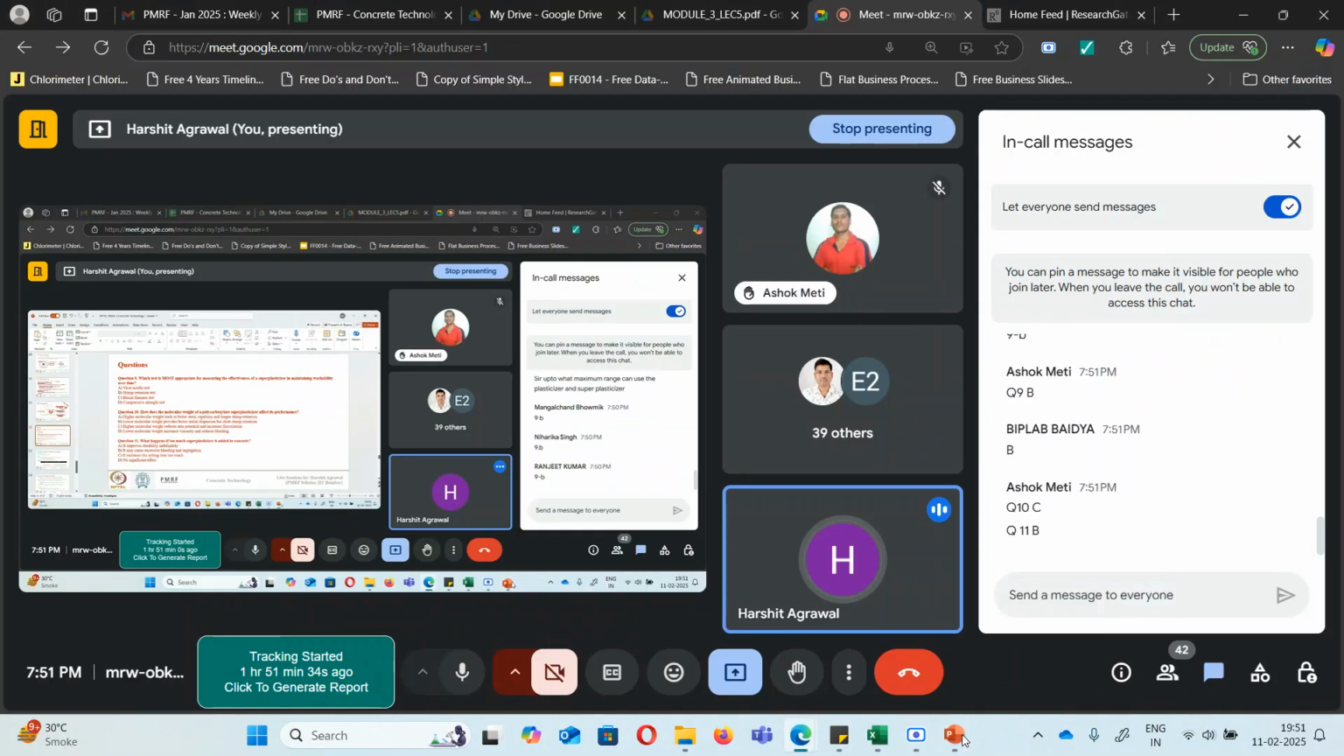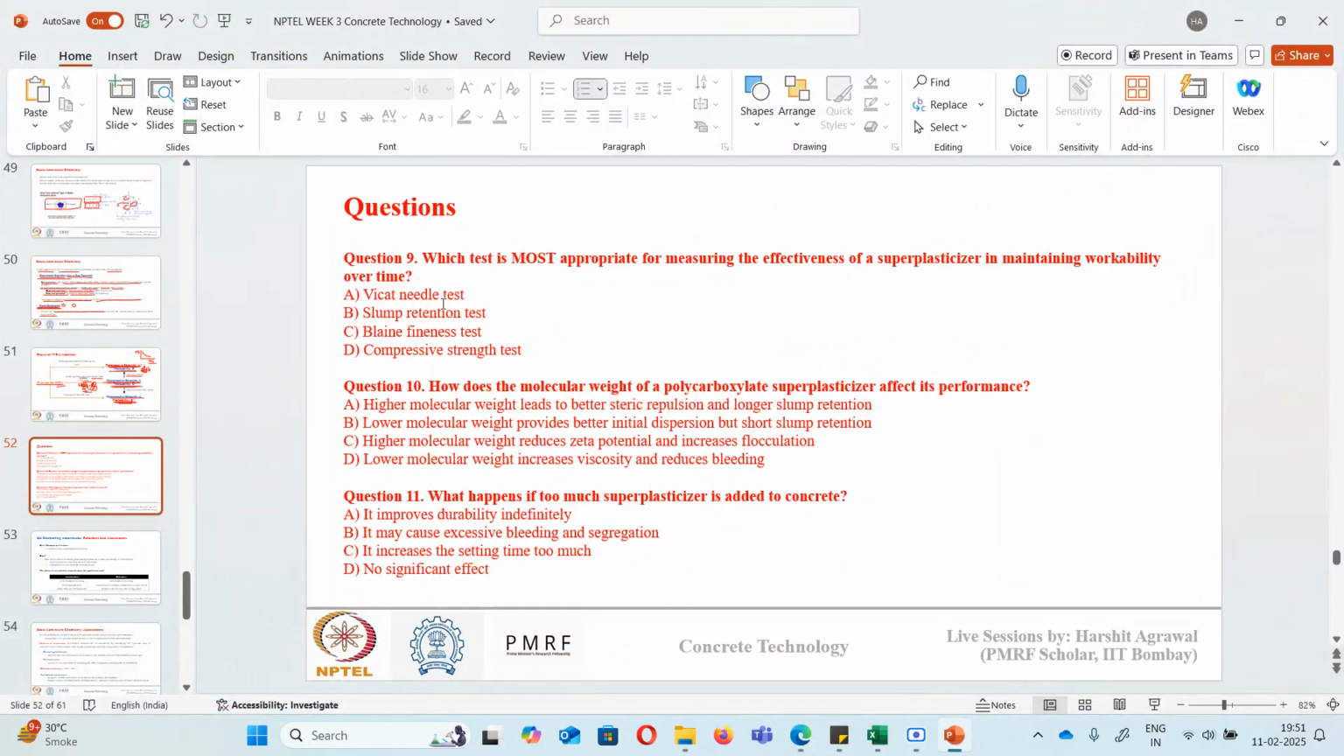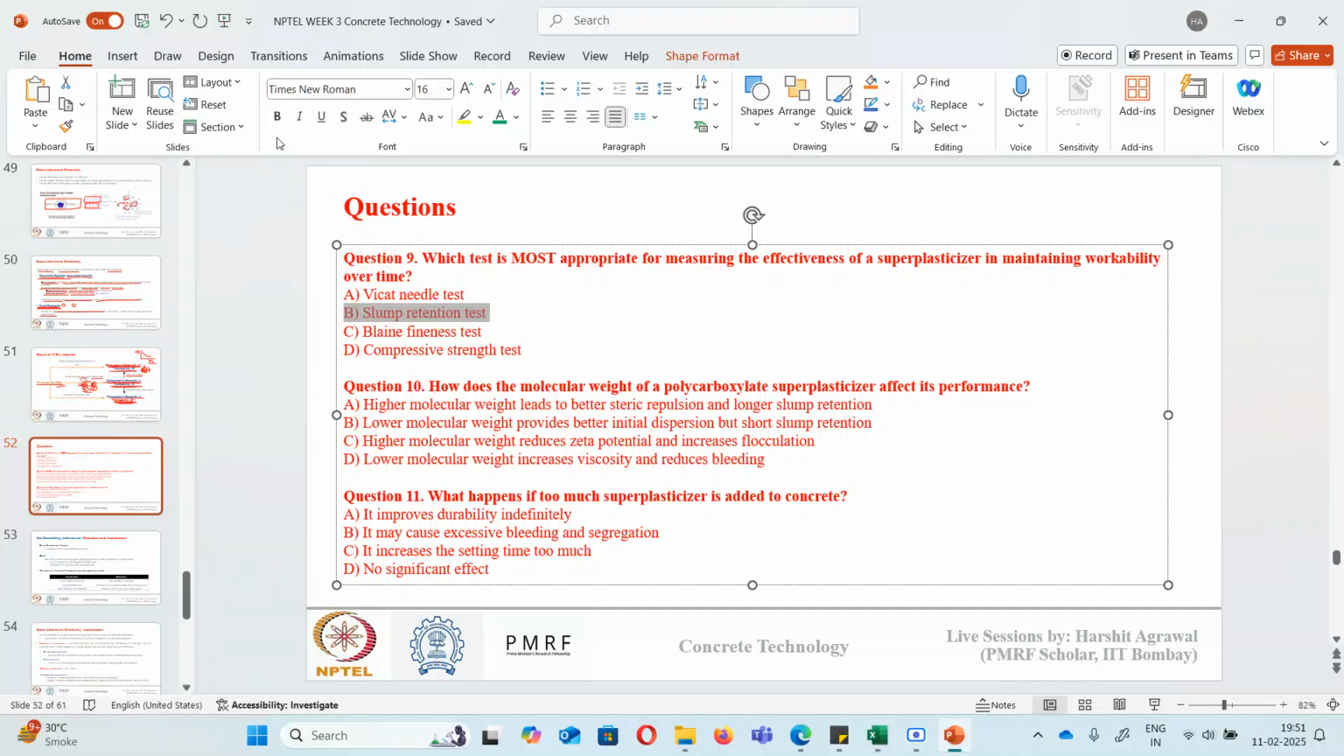Let's see the answers now. For the ninth question, which test is most appropriate for measuring the effectiveness of a superplasticizer in maintaining the workability? That will be slump retention. How much slump is it giving? Slump is the flow of my concrete, so we can use it to determine the workability over time.